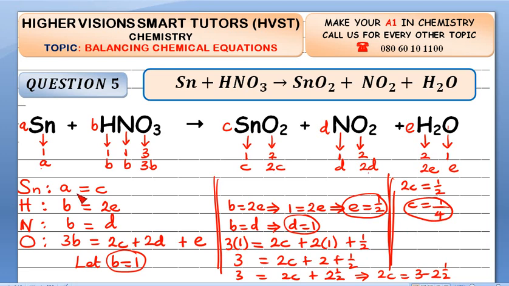And from the very first equation, a is equal to c. If a is equal to c, that of course means a is also 1 over 4. So all these values we've gotten, let's bring them together now.